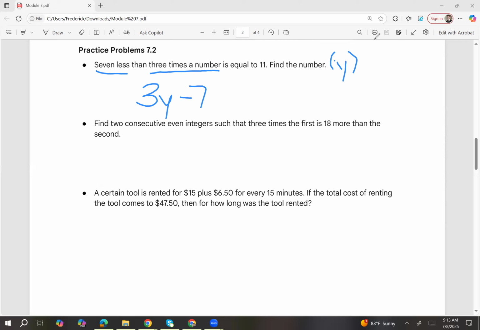And then when you see the word "is," that's usually a good indicator of where to place an equal sign. We have 11 expressed after that, so it is equal to 11. So there's our equation, and let's now solve it. We have 3y minus 7 equals 11.